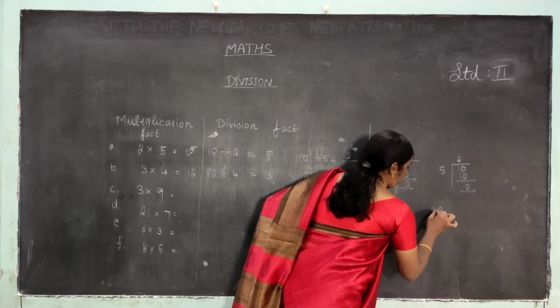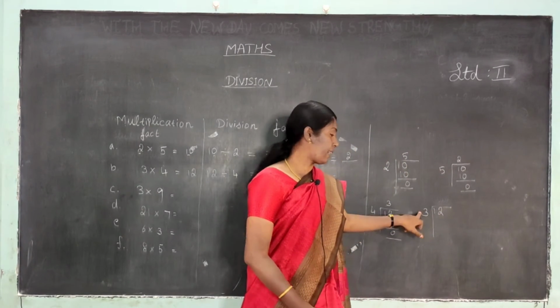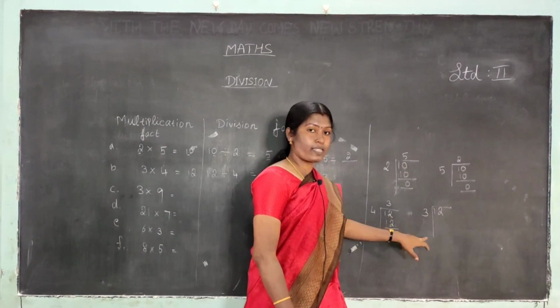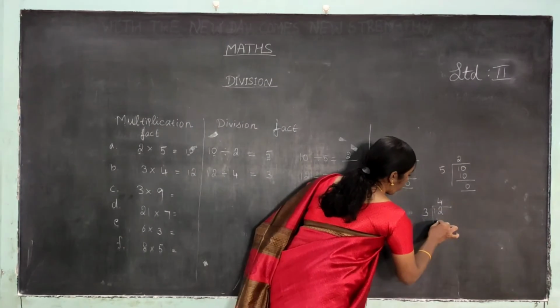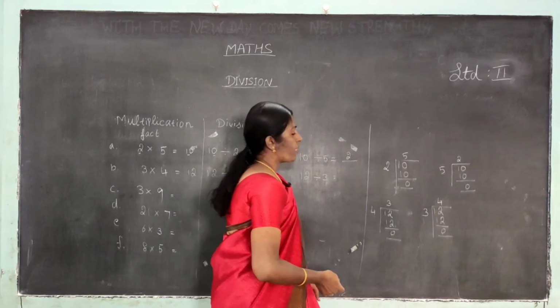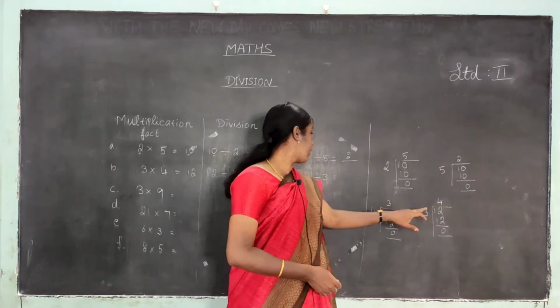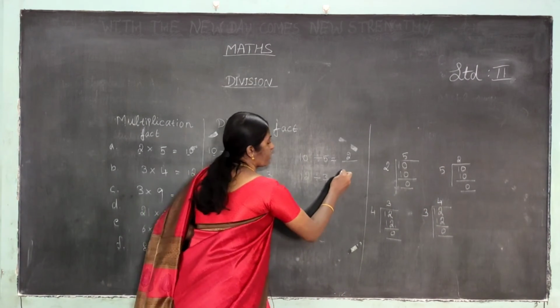12 divided by 3. What is the quotient? Tell the 3 table. 3 1s are 3, 3 2s are 6, 3 3s are 9, 3 4s are 12. So write 12 here and minus it. What is it? 0. So what is the quotient here? 4.